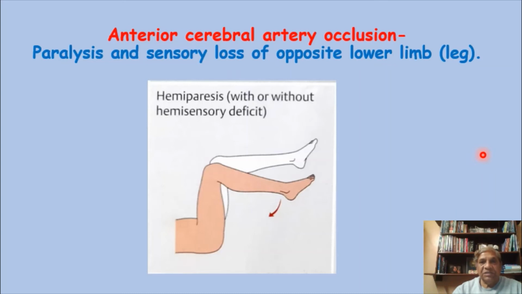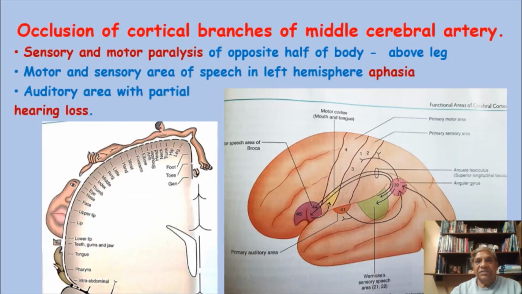So this is the applied importance of the anterior cerebral artery. If there is occlusion of the anterior cerebral artery, the opposite leg is going to suffer. That means below the knee joint, both motor as well as sensory functions are weak or not there. Complete paralysis may be there, and loss of sensation, pain, touch, and temperature. Right? Let us go to the next slide.